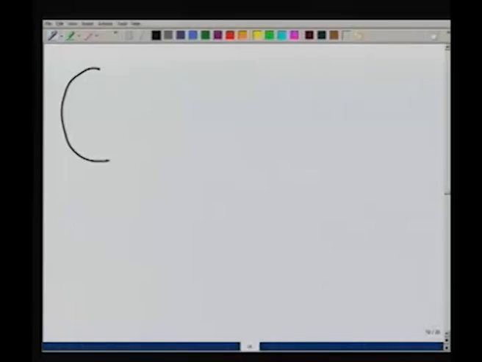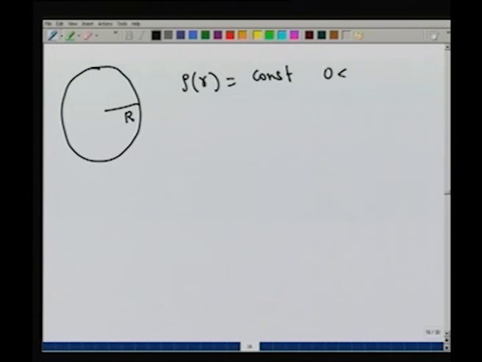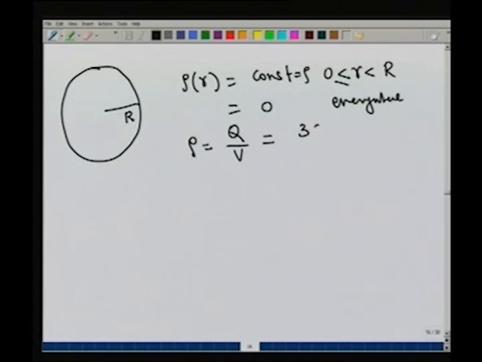What we shall do is to consider a sphere of radius r, and now I am going to look at a rho of r which is equal to constant if 0 is less than r, and equal to 0 everywhere else. So this constant is equal to rho. That is what we are saying, some number rho. Obviously, my rho is simply given by charge divided by the total volume, and the volume is 4 by 3 pi r cubed. Therefore, this is nothing but 3q over 4 pi r cubed.